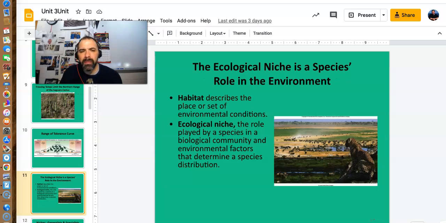When we talk about tolerance, we also need to talk about a niche. A niche is essentially the organism's role in the environment. And when we talk about niche, we have to talk about habitat. A habitat describes the place or the environmental conditions. For example, that leopard's habitat would be the savanna of Africa, though it actually likes hanging out in the trees too. The ecological niche is the role that species plays in that community, whether it is a detritivore, carnivore, or producer. The niche is defined by several factors, one of these being its tolerance.